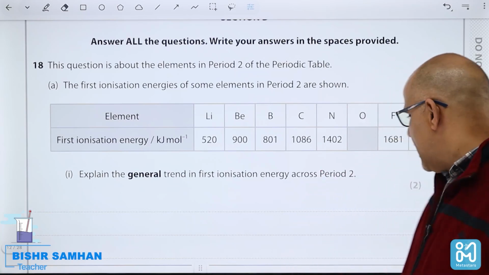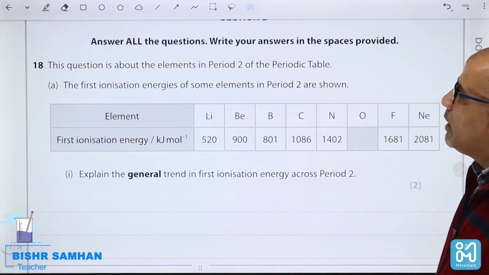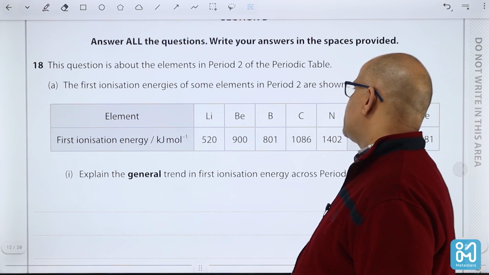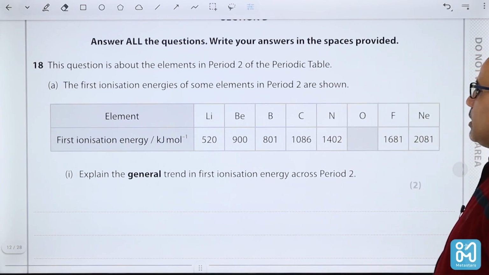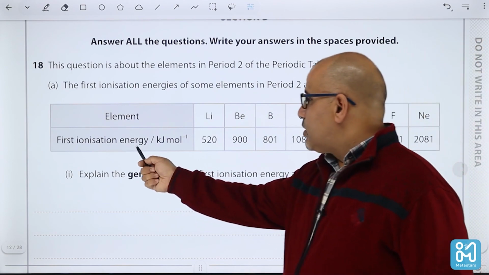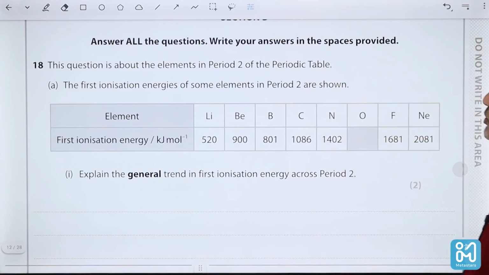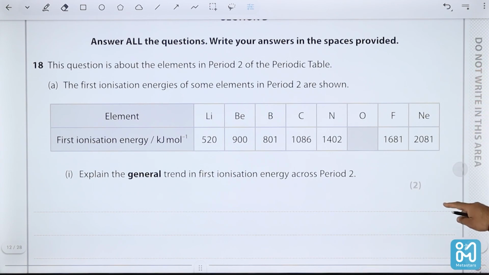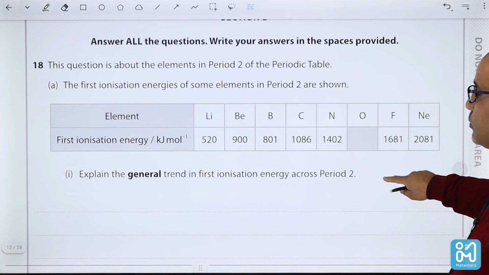The first question is about the elements in period 2 of the periodic table. The first ionization energies of some elements in period 2 are shown. You will see first ionization energy in kilojoules per mole. Explain the general trends in the first ionization energy across the period. You can see that you have two marks.